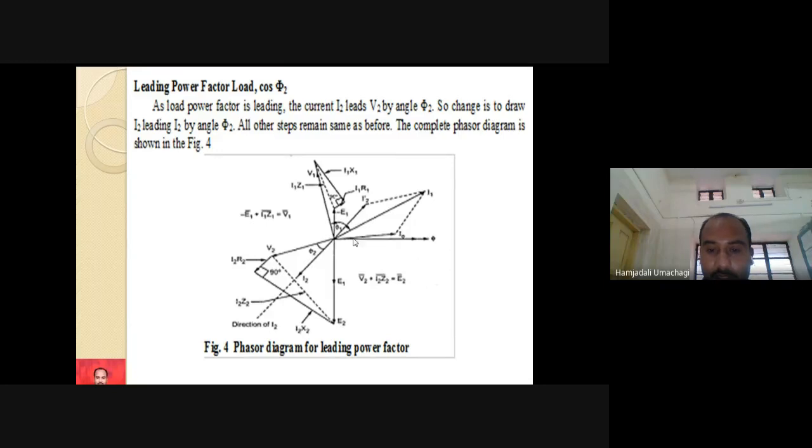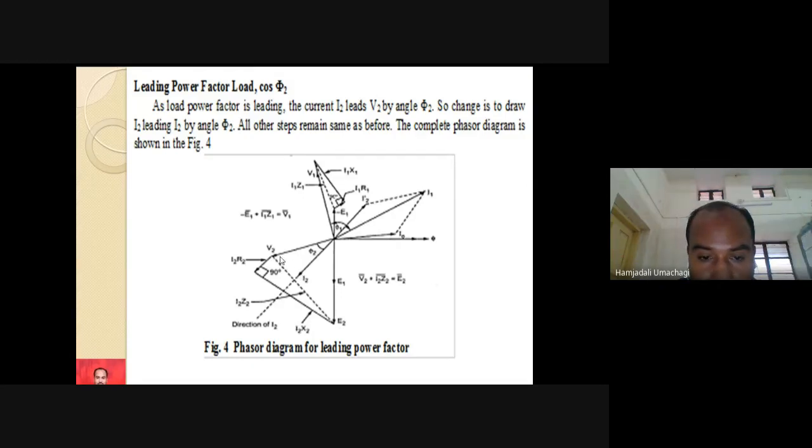So the first step is take flux phi as a reference. Then, step number 2, E1 lags phi by an angle of 90 degrees, and the antiphase of E1 is minus E1. Then E1 and E2 are in phase, meaning the same direction. Then assume V2 in one particular direction. Now comes your connected load. The connected load is capacitive in nature. So in a capacitive load, the current always leads the voltage.